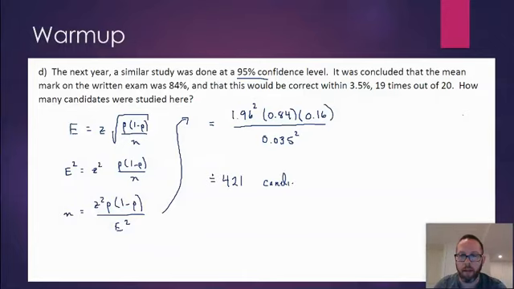So you can see, to get that margin of error down, to get a better confidence interval, you just have to study more people. So that's what that kind of illustrates there. All right, so let's move on to today's topic, repeated sampling.